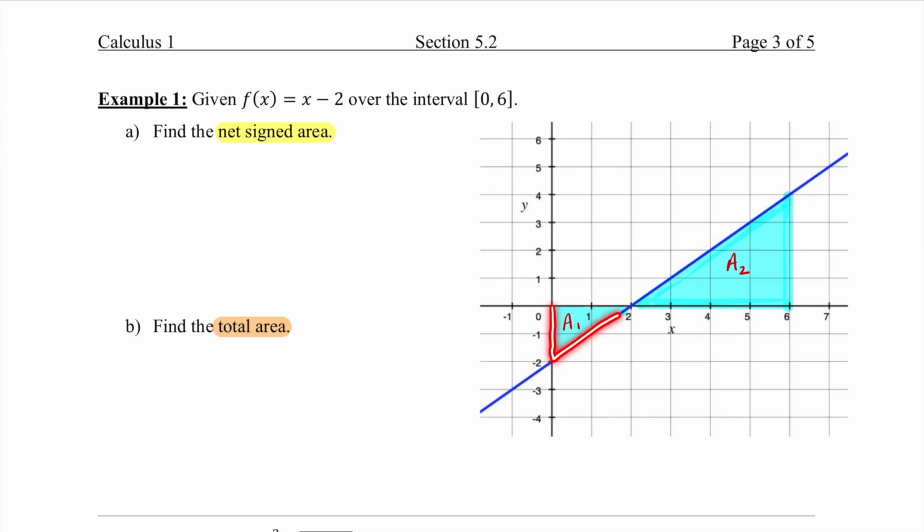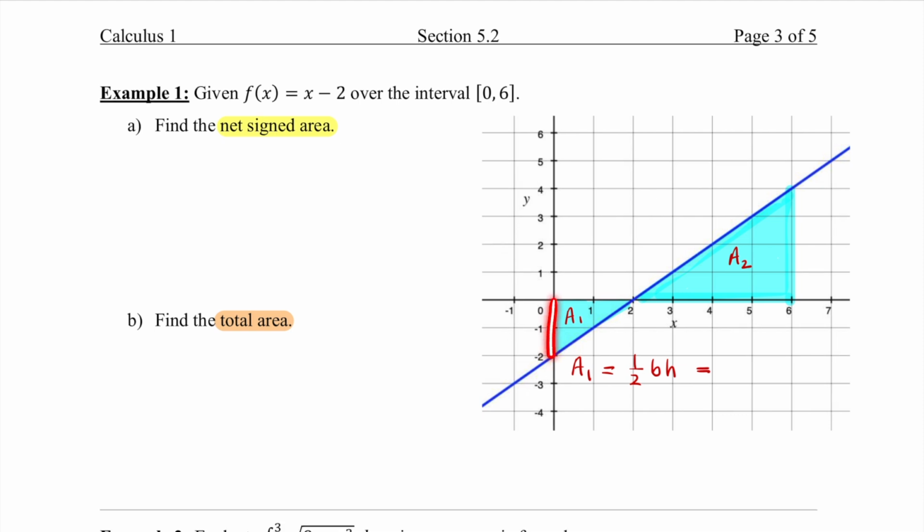A1 is this area, is a triangle. To find the area of a triangle, I use a formula 1/2 times base times height. This is the base and this is the height. The base equals 2 and the height equals 2. So I have 1/2 times 2 times 2, which is 2.